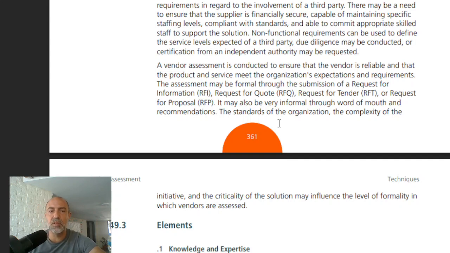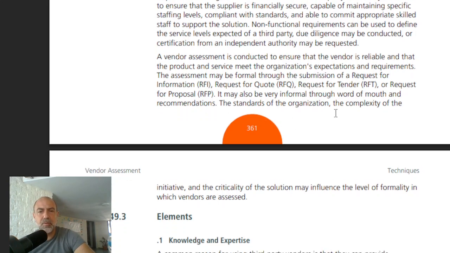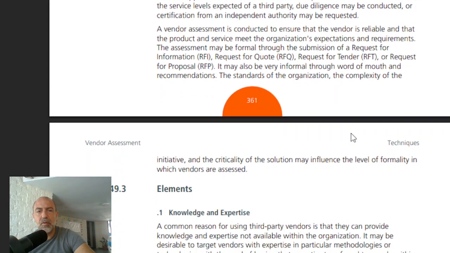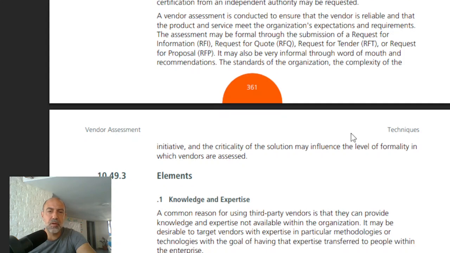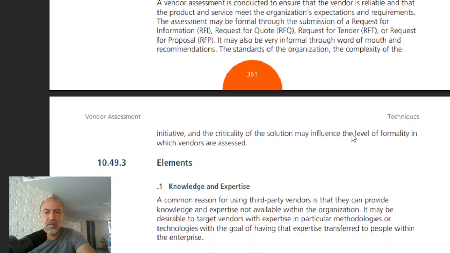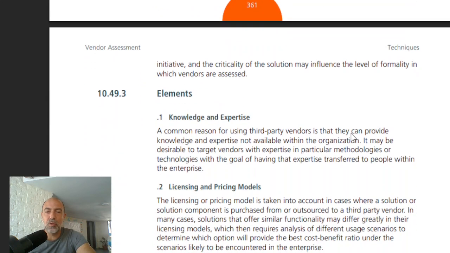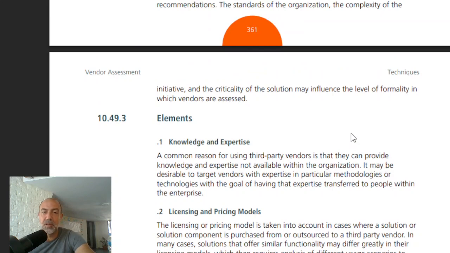A vendor assessment is conducted to ensure that the vendor is reliable and that the product and service meet the organization's expectations. The assessment may be formal, through a submission or a request for information, request for quote, request for tender, or request for proposal. It may also be very informal, through word of mouth and recommendation. The standards of the organization, the complexity of the initiative, and the criticality of the solution may influence the level of formality in which vendors are assessed.